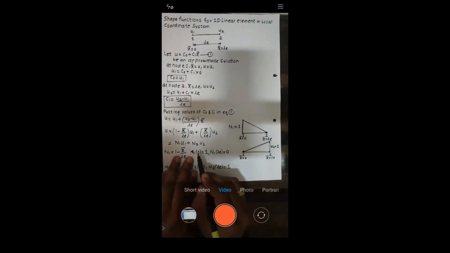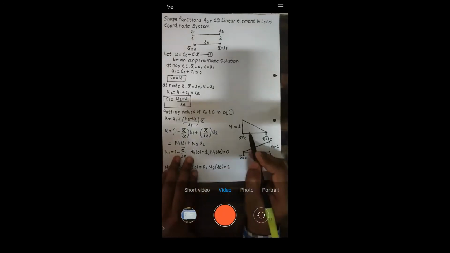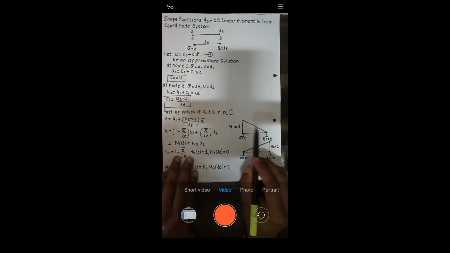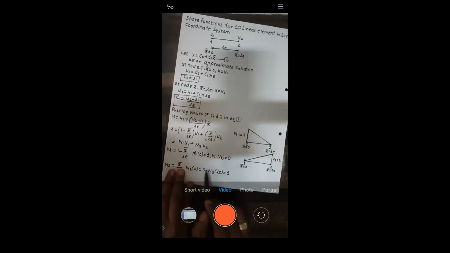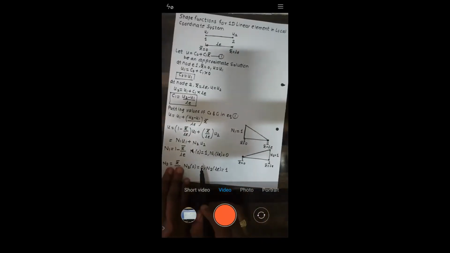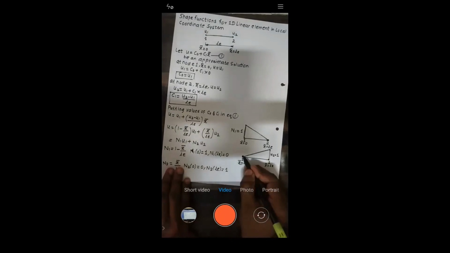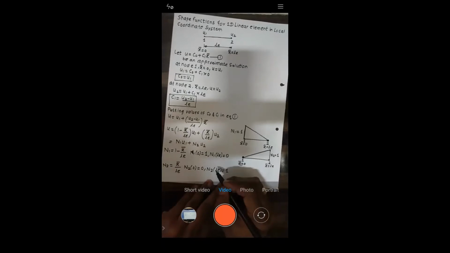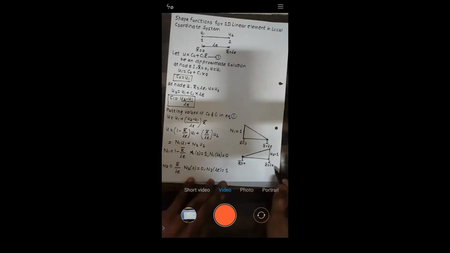What is the value of N1 when x bar is 0? When x bar is 0, N1 is equal to 1. When x bar is equal to LE, N1 is equal to 0. That is here at this point. So we'll join like this. Similarly, when x bar is equal to 0, that is at node number 1, N2 is 0. So we are getting this point. Similarly, when x bar is equal to LE, N2 is 1. So we are getting this point, right?